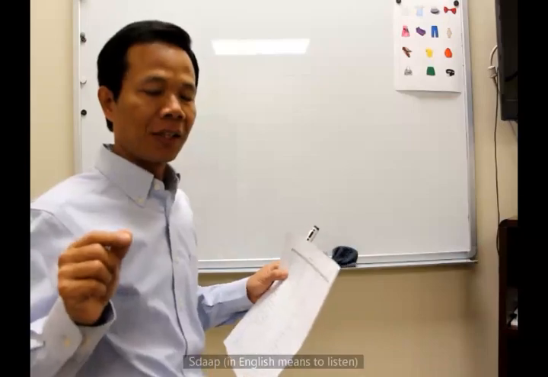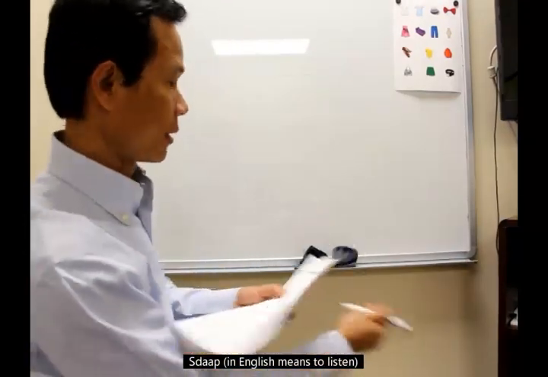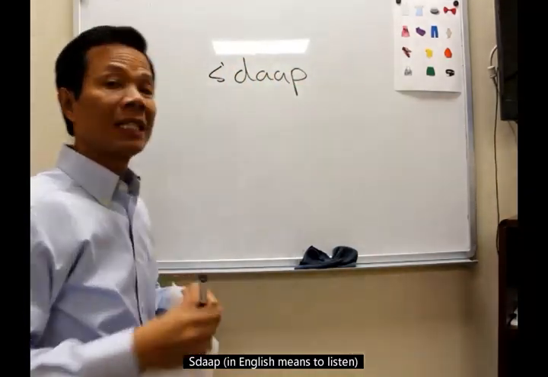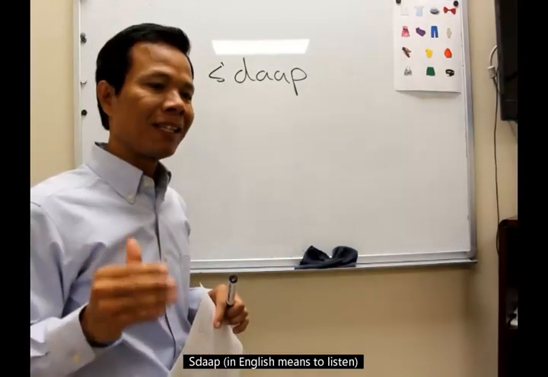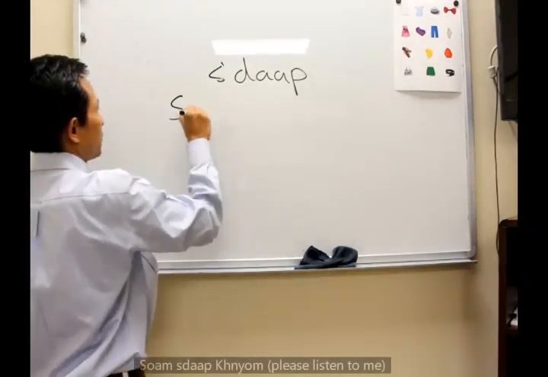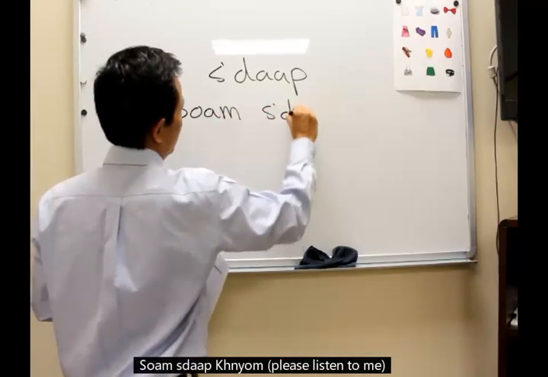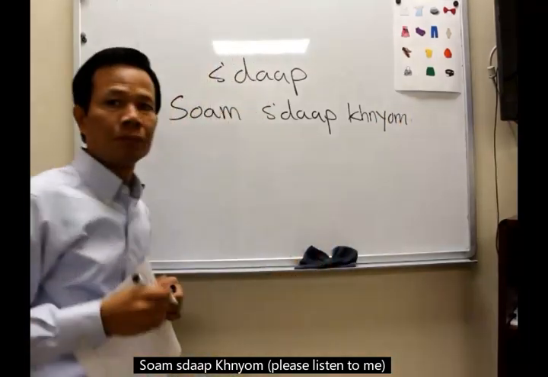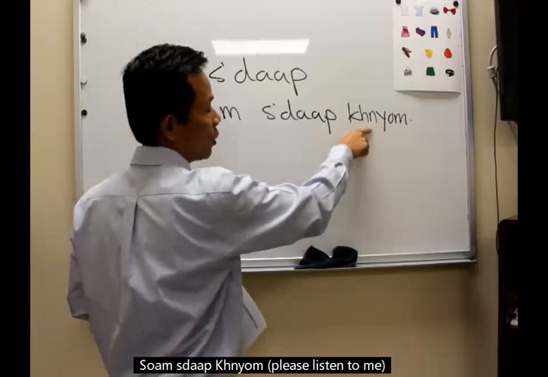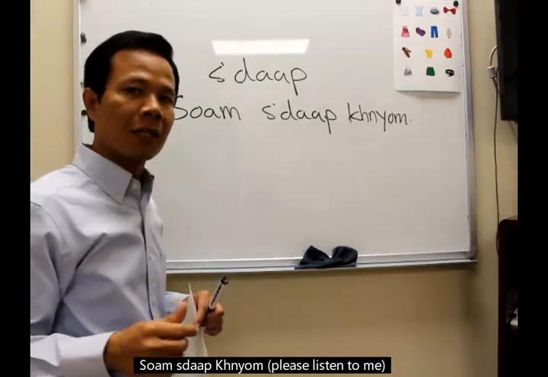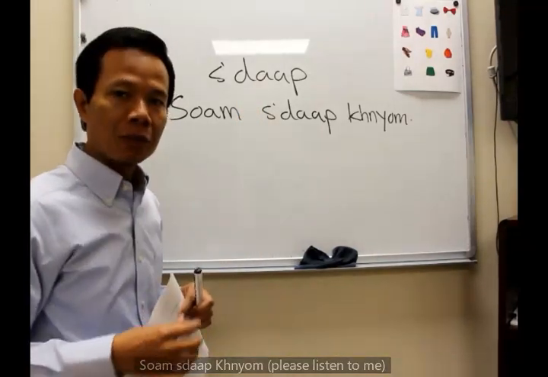To listen in English, and in Khmer we say sdap. Sdap. To listen, ba sdap. So you can say please listen to me. Please is som in Khmer. Som sdap khnyom. Please listen to me. Sdap is to listen.